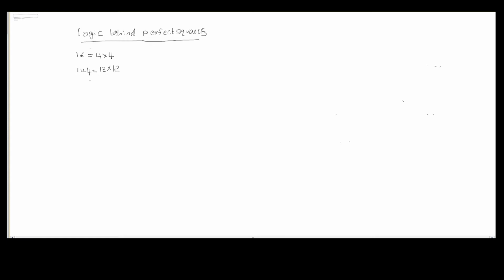But when the number is very large, we need to follow some steps. The logic behind finding the perfect square is why we are going to follow the steps. Like, the first step is prime factorization, isn't it? Prime factorization we are doing.